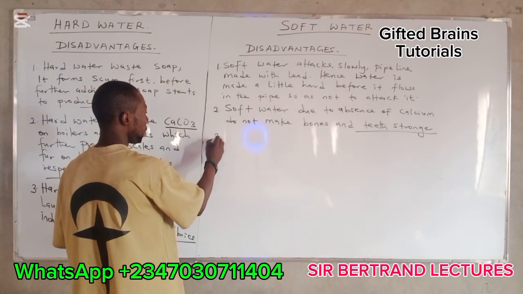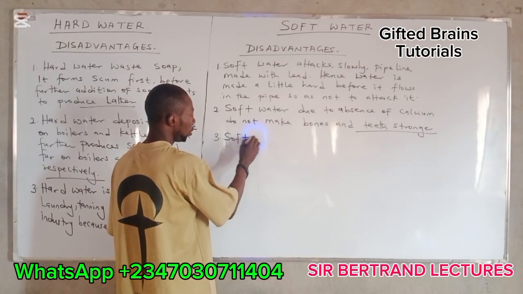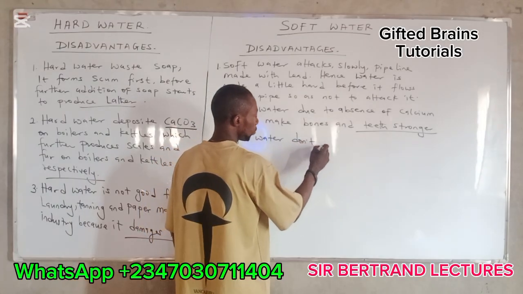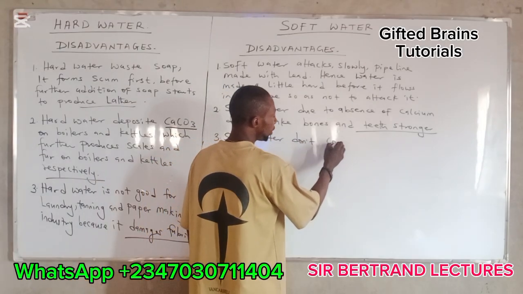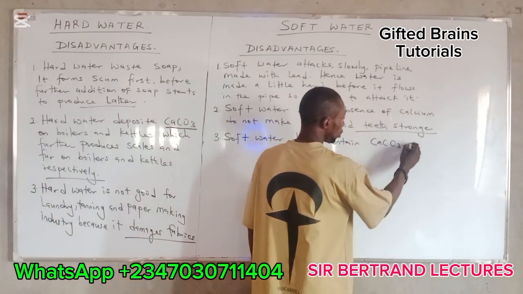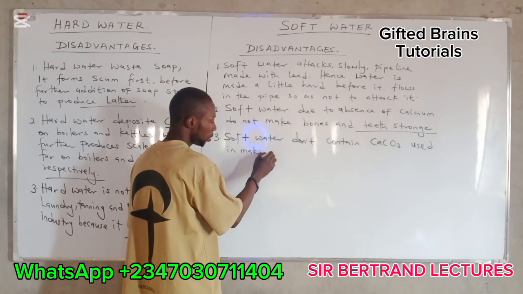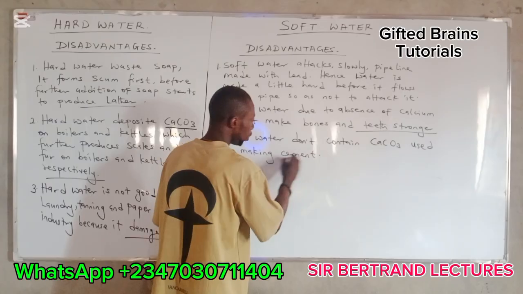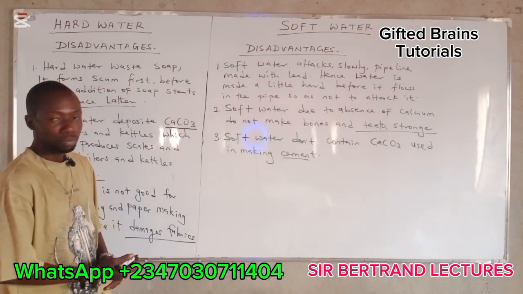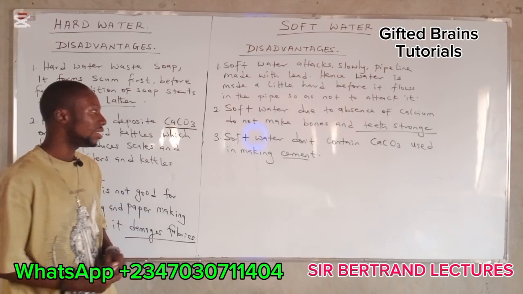Number three. Soft water doesn't contain limestone used in making cement. Still due to the same reasons. Due to the absence of calcium trioxocarbonate, soft water doesn't contain limestone, which is used in making cement.